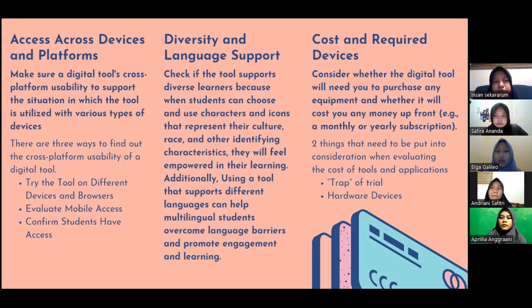And then the third one, confirm students have access. Make sure that every student in the class has ready access to the necessary device and the internet before assigning tools and applications for homework, such as a personal computer, tablet, mobile phone, and the internet. This is to avoid unfairness, since some students may only have access to devices provided by the school, and some students may not have access to a high-speed internet connection.